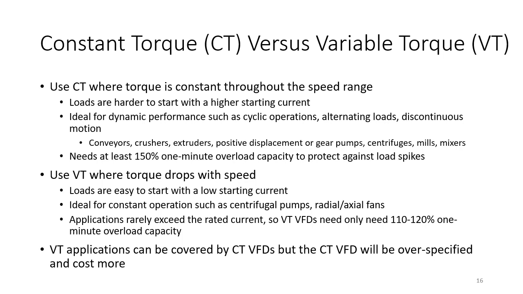You could use a CT VFD on a VT application, but it will be overspecified and cost more. Potentially you could use a smaller frame size of a CT VFD and then match the VT application. But in my experience, even if you go down the frame size, you'll still be paying more for the CT VFD compared to an equivalent VT VFD. So variable torque is very good for these simpler applications.